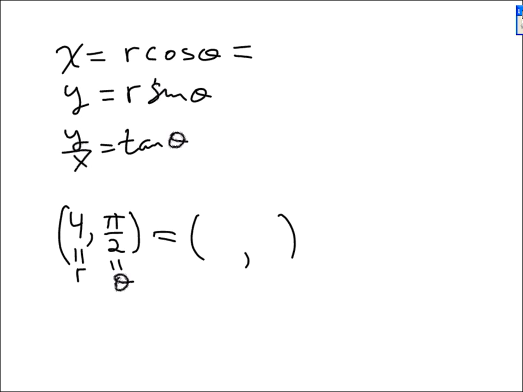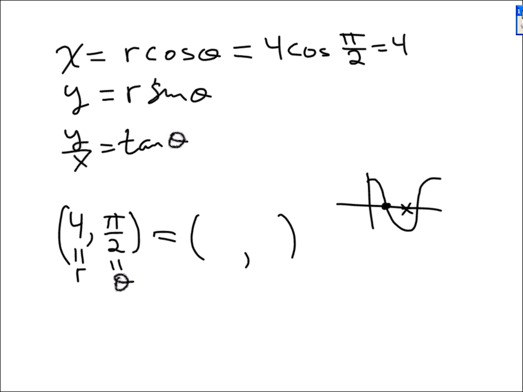Well, I know r is 4, and the angle theta is pi over 2, so x is 4 times the cosine of pi over 2. The cosine of pi over 2 is 0, so we get 4 times 0, which of course is 0. So we now have the x value. The y value is 4 times the sine of pi over 2. If the cosine is 0 at that same angle, the sine will be plus or minus 1.